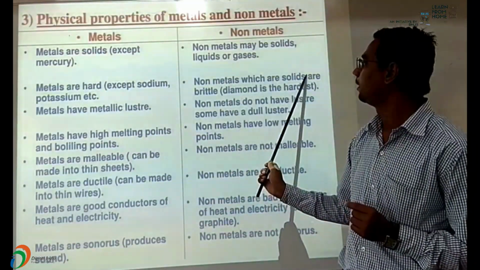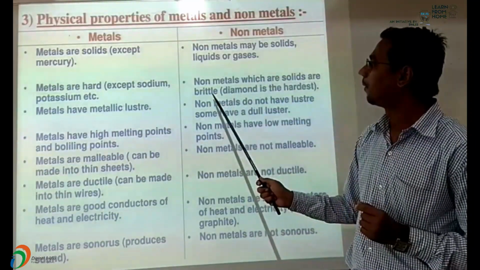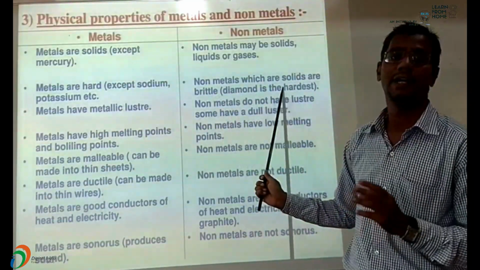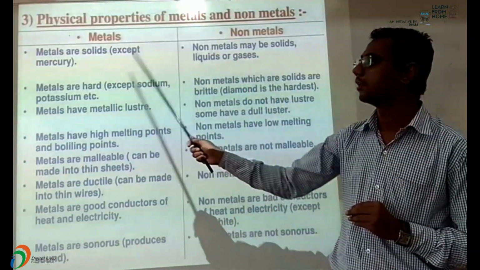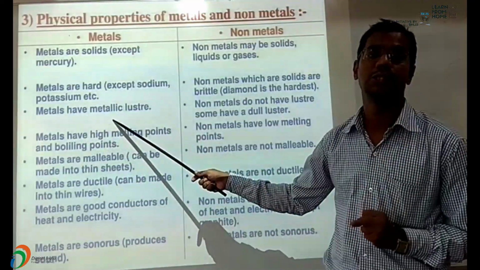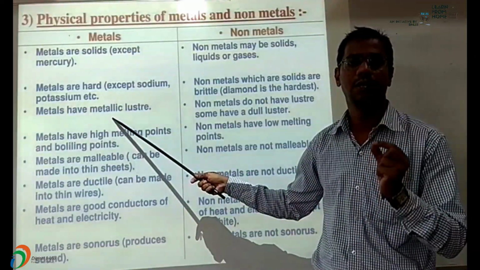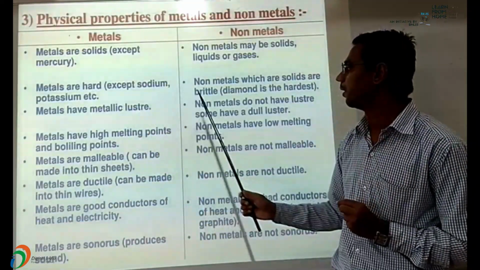Non-metals which are solid are brittle. Diamond is the hardest form. It means they are generally soft with some exception. They are hard with some exception. They have the metallic luster. It means they can easily shine. Okay, they have the metallic luster.